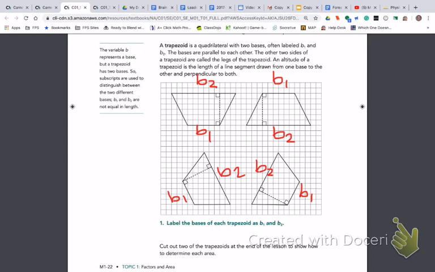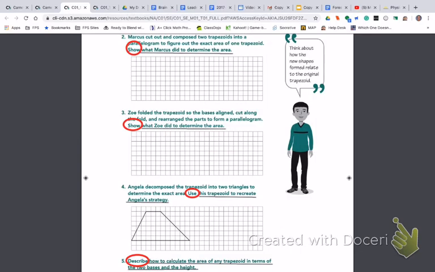For number 1, here is an example of how you can label the bases of each trapezoid. Please cut out 2 of the trapezoids at the end of the lesson to show how to determine each area for the problems on the following page. Please turn to page 23. Use the trapezoids that you cut out to answer numbers 2, 3, 4, and 5 with your group.